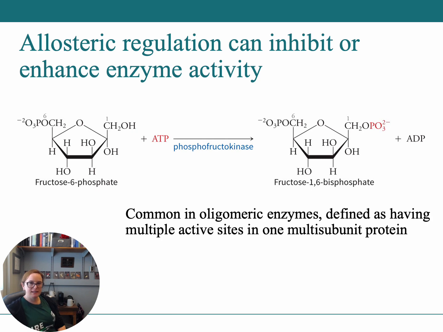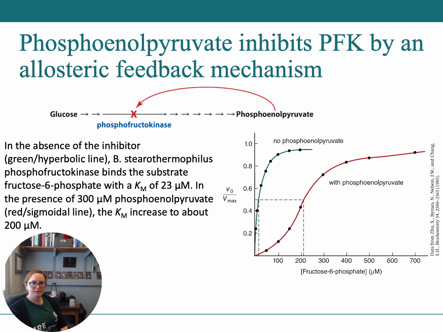An example of that might be phosphofructokinase, which is inhibited by a downstream product of this pathway. For those of you who don't know, this pathway is glycolysis, right? Now, we haven't gone all the way to the end. This is right before you get to pyruvate: phosphoenolpyruvate. This is the product of step 9 of glycolysis, and it is a negative inhibitor of phosphofructokinase. Step 3 here is catalyzed by PFK.